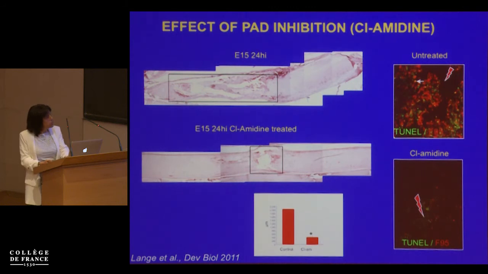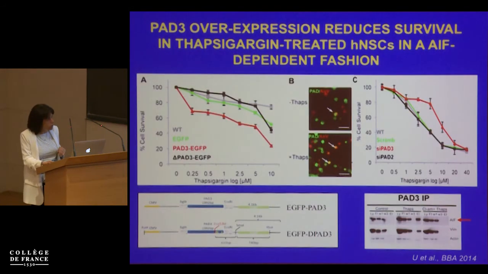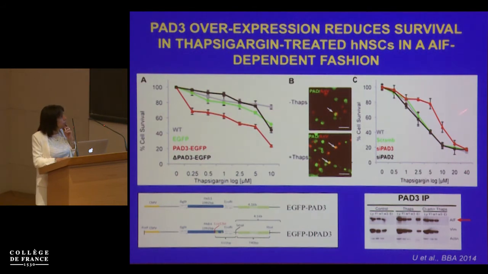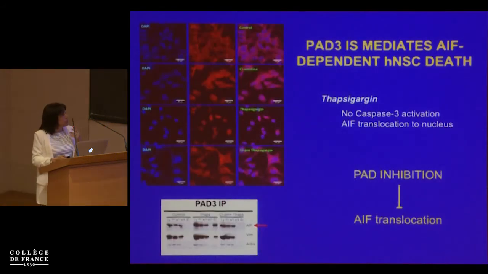So we wanted then to see whether these enzymes are also active on human cells, and we used neural stem cells and constructed some vectors that were overexpressing the PADs or expressing the enzyme without the active sites. And what we found is that overexpressing the PADs increased cell death, and that was all quantified. And we could inhibit this either by using siRNAs or by using the inhibitor. So it seems to play a role also in the human.